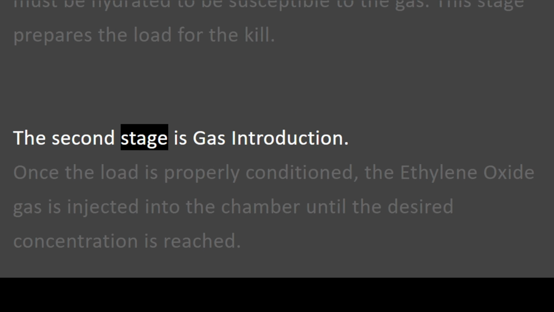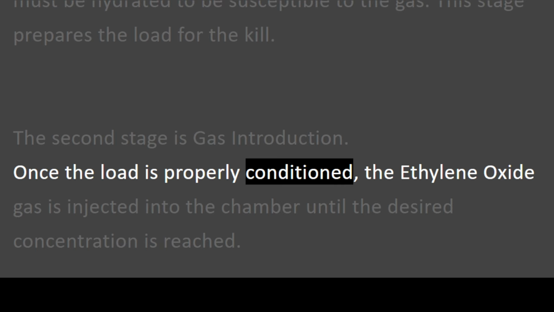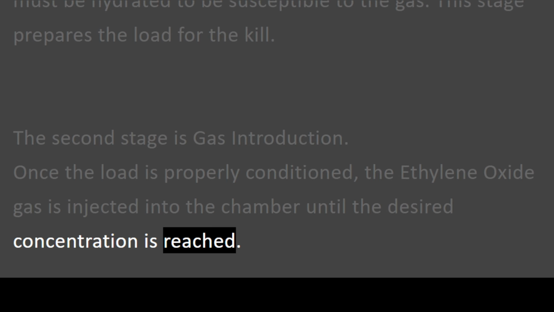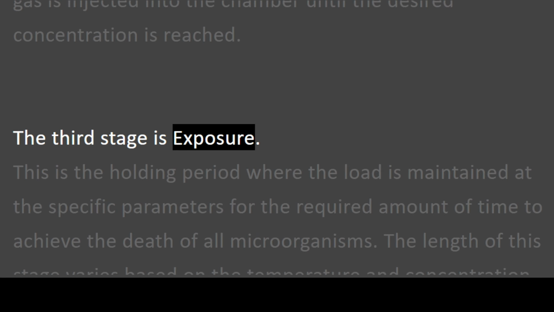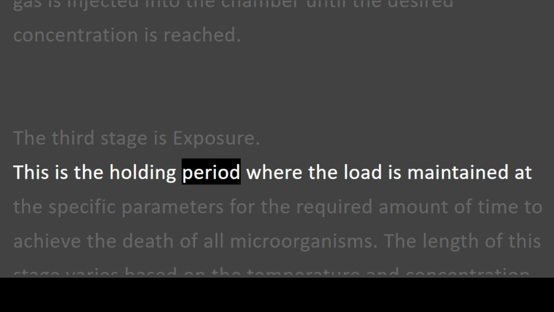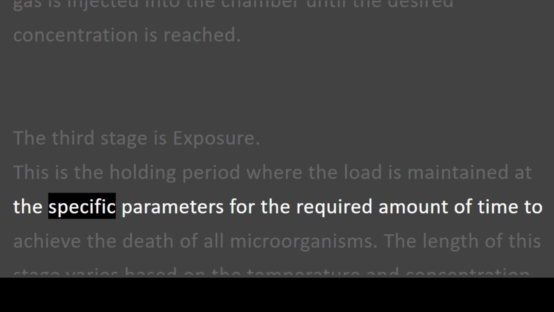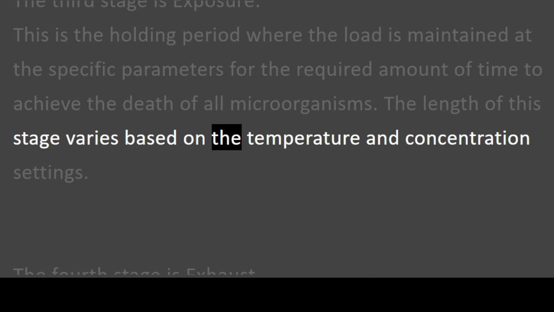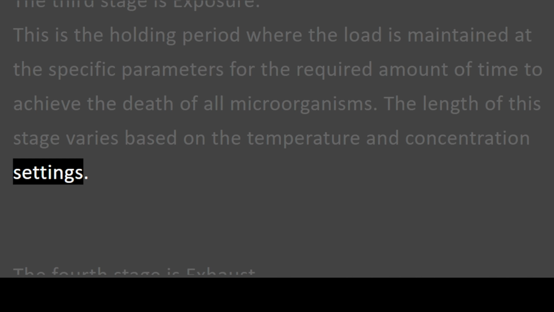The second stage is gas introduction. Once the load is properly conditioned, the ethylene oxide gas is injected into the chamber until the desired concentration is reached. The third stage is exposure. This is the holding period where the load is maintained at the specific parameters for the required amount of time to achieve the death of all microorganisms. The length of this stage varies based on the temperature and concentration settings.